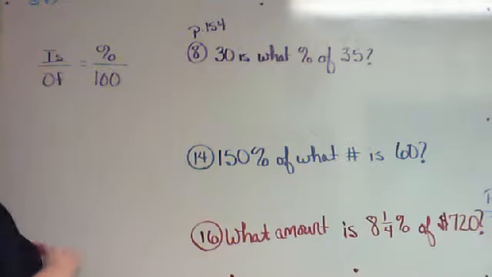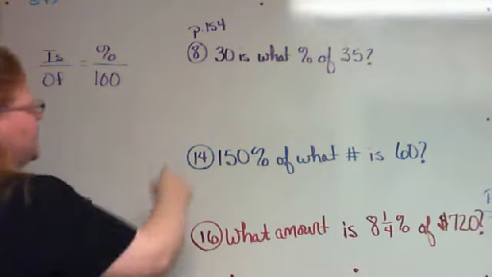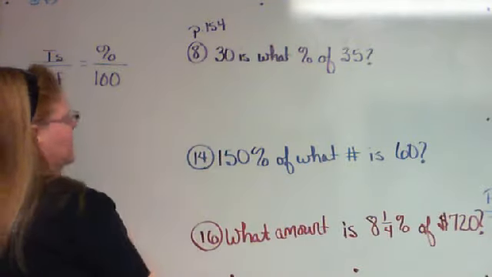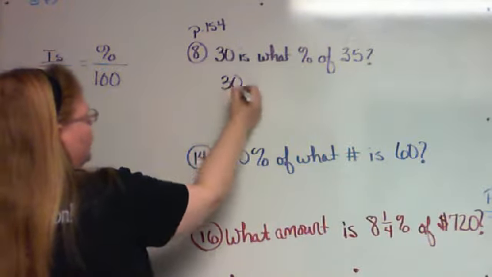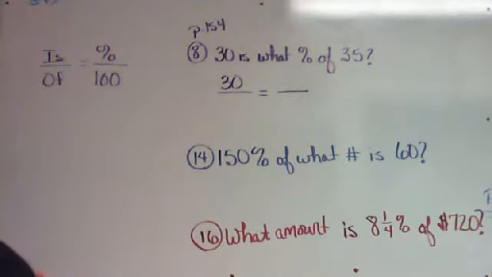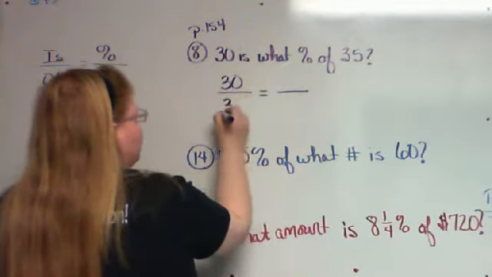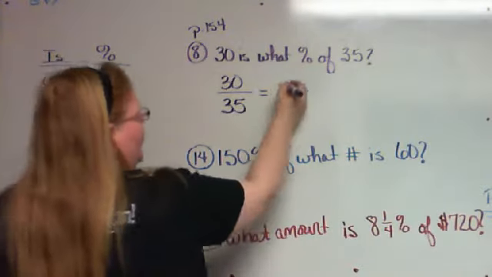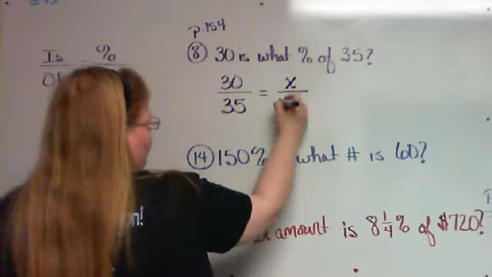So when we're doing problem number 8, all we have to do is plug in the numbers where they go. It says 30 is, so that means 30 must be my is. Instead of writing is in that spot, I'm going to write 30. And then instead of writing of, I'm going to write what's beside the of, which is 35. They didn't tell me a percent. That's what we're looking for, so that becomes my x. And then the 100 is always 100.